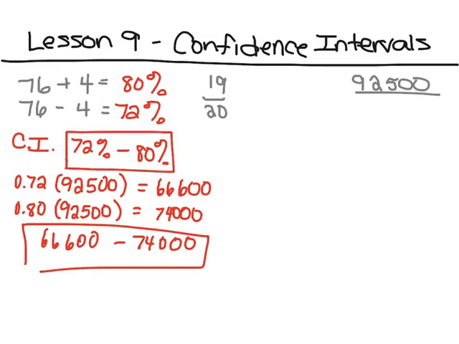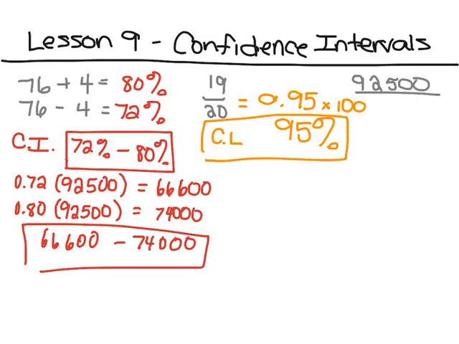Now we want to find our confidence level. It's right 19 times out of 20. So you take 19 divided by 20 and you get 0.95, and times it by 100, which is 95%. So this is your confidence level, 95%.